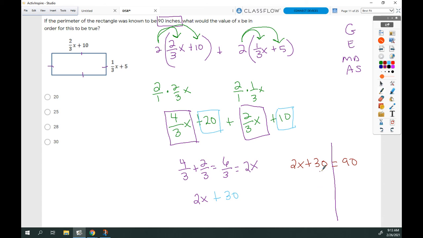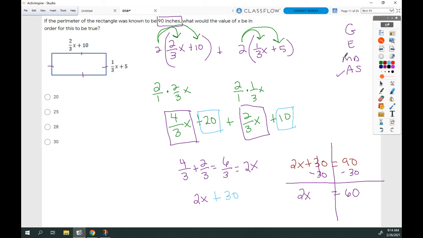So on this side, 30 is being added. The inverse of add 30 is subtract 30. And we need to do that to both sides. So these cancel each other out. We're left with 2x. Here we need 90 minus 30, which is 60. We took care of that.